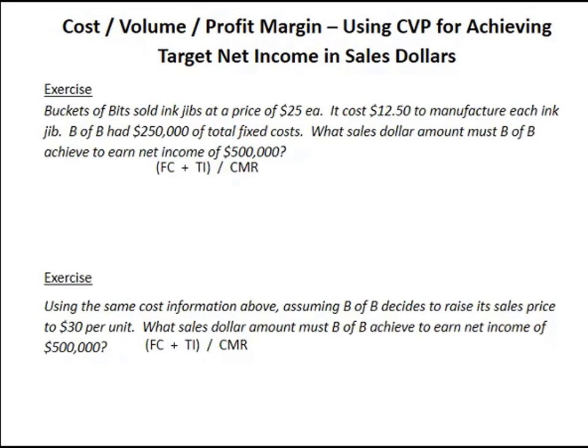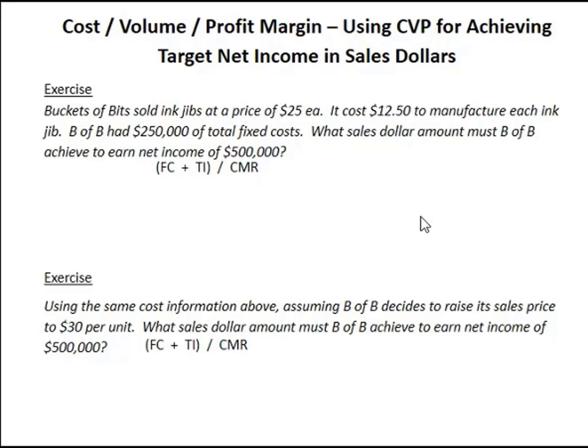Okay, now let's try a couple examples of basically target net income in sales dollars. In this case, we have a company called Buckets of Bits. It sold ink jibs at a price of $25 each. It cost $12.50 to manufacture each ink jib. Buckets of Bits had $250,000 of total fixed cost. What sales dollar amount must Buckets of Bits achieve to earn a net income of $500,000?